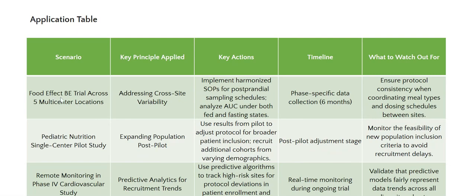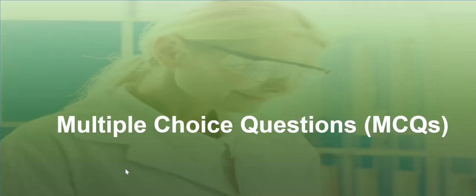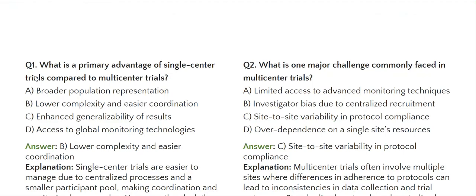Continuing with scenarios, food effect BE trial across 5 multi-center locations, pediatric nutrition single center pilot study, remote monitoring in phase 4 cardiovascular study. Next, we will be revising what we have covered through this lecture through some MCQs or multiple choice questions. Question 1. What is the primary advantage of single center trial compared to multi-center trials?